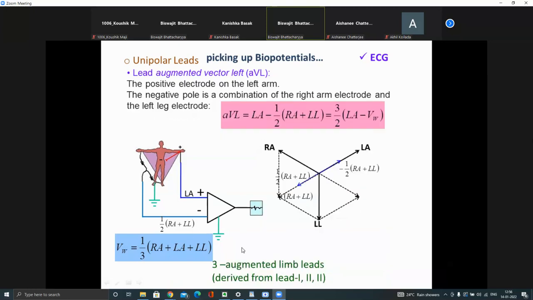By circuit analysis also you can prove it, but I am following the easier way now, that is the vector method. So it is RA plus LL. Half of this is this. We are taking the negative of that and adding it with LA.